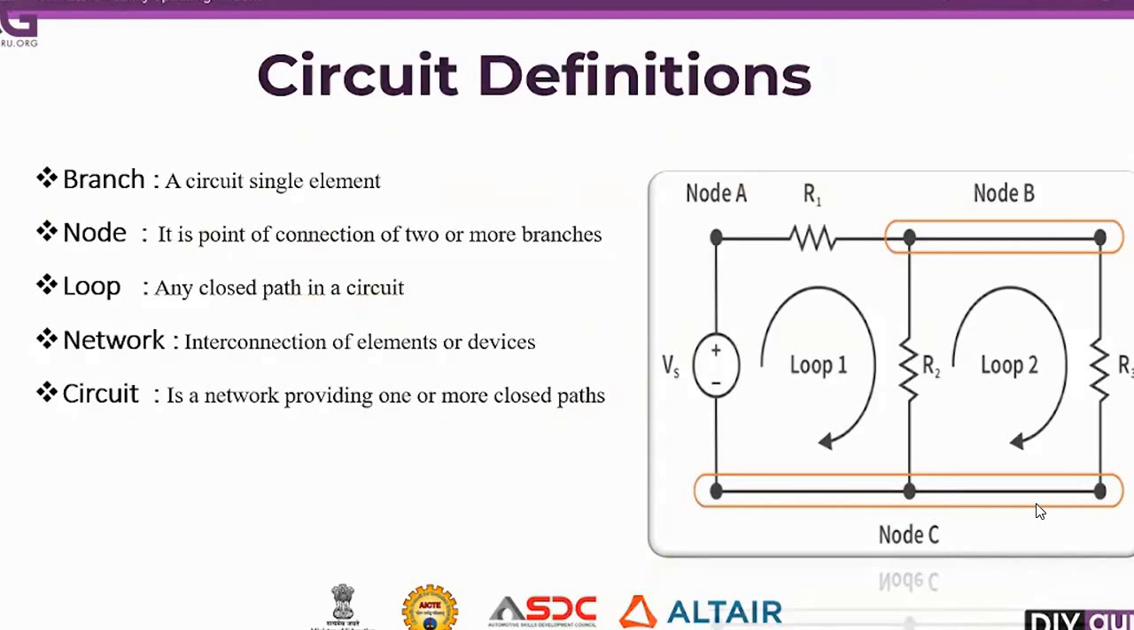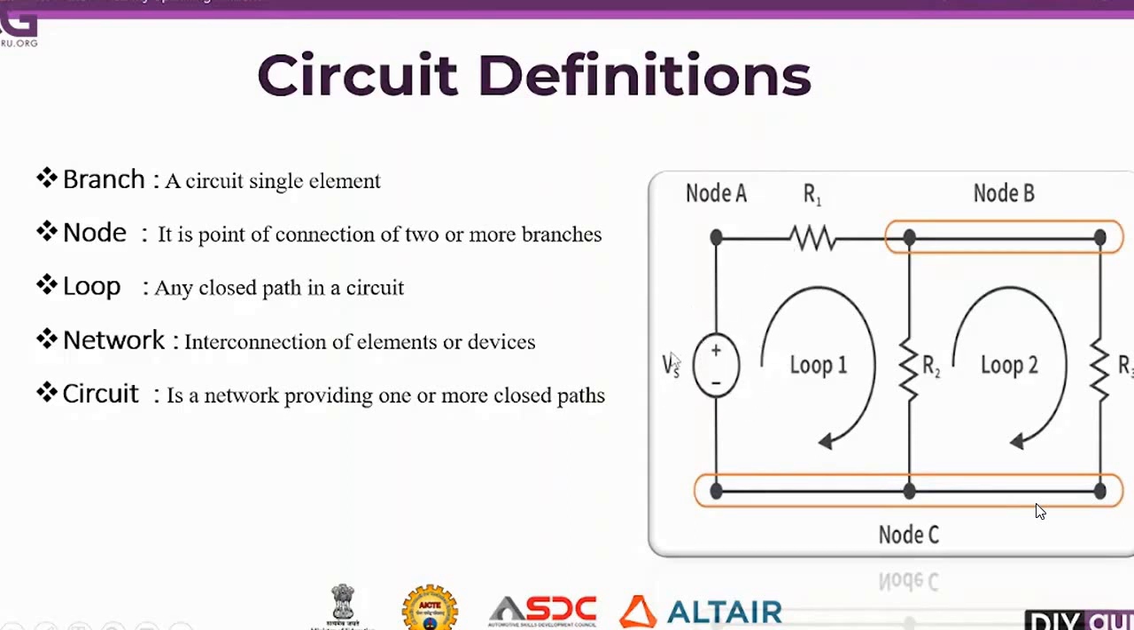Before moving into the detail about KVL and KCL, we need some definitions. Here we call them circuit definitions: what is a branch, what is a node, what is a loop, network, circuit. These terms are frequently used while solving problems for KVL and KCL. First we'll go with branch. A branch is an element which has two terminals. A single element in a circuit is called a branch.